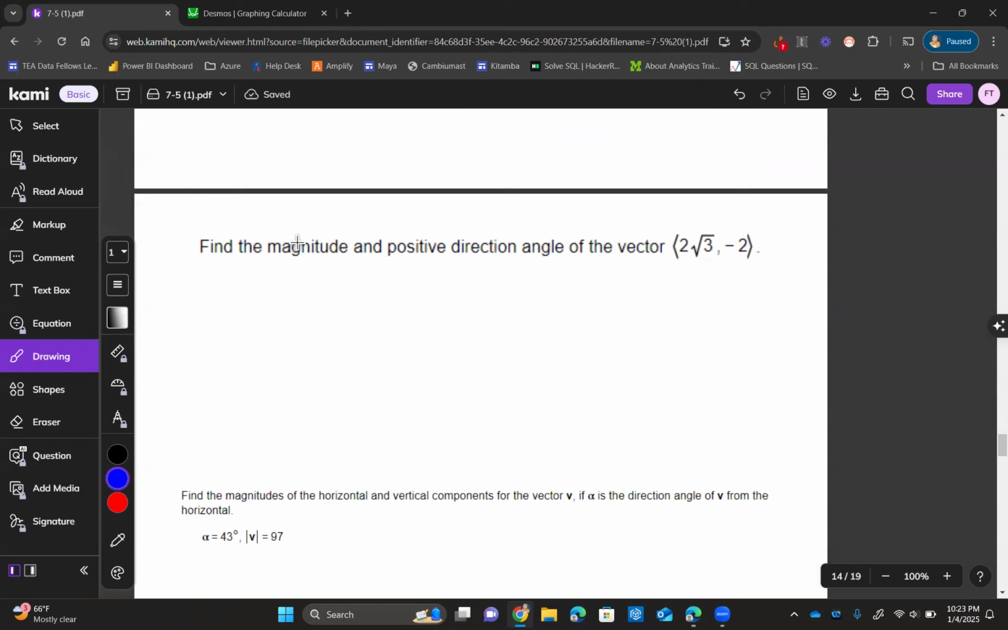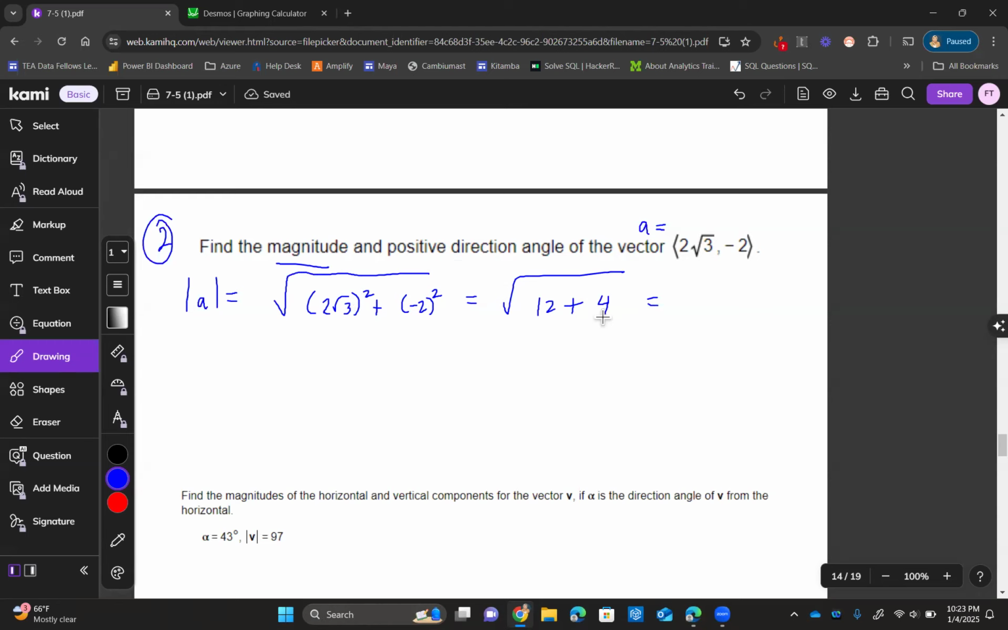So this is another question that I copied from the homework, and we're going to practice again. Let's call this vector A again. First question is we want to find the magnitude of vector A. So I need the absolute value of A, which means in a big square root, I need 2 radical 3 to the power of 2, and then negative 2 to the power of 2. When we square this, root 3 squared is 3, 2 squared is 4, 4 times 3 is 12. And then when we square this, we get 4. When I add them up, that's square root of 16, which will be equal to 4.